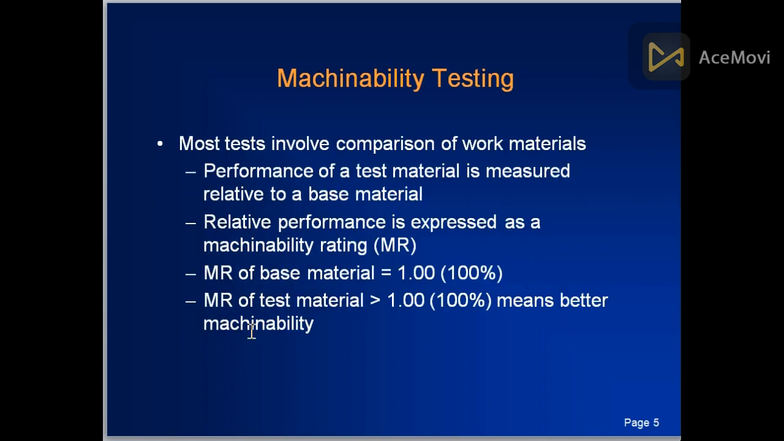Machinability testing: most tests involve comparison of work material. Performance of a test material is measured relative to a base material. That is, there is some standard material, some base material. Relative performance is expressed as machinability rating, MR. MR of the base material is 1, that is 100%. MR of the test material, for which we are going to test the machinability rating, is greater than 1 or 100%, which means better machinability.